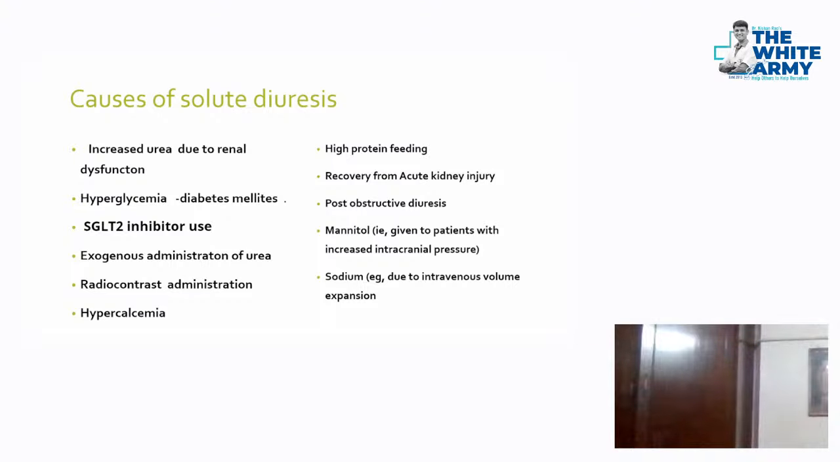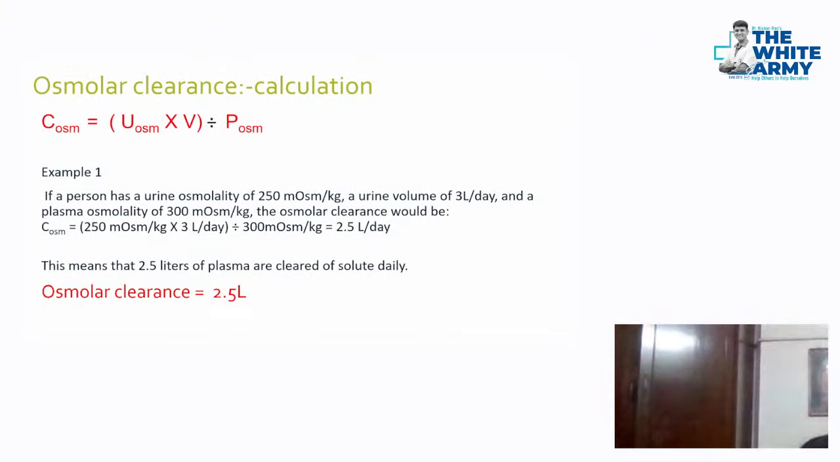If somebody has raised intracranial pressure and you give mannitol, we all know that's an osmotic solute which is not metabolized. It gets excreted, and that can also contribute to high osmolarity. Needless to say, if you use 3% saline or normal sodium chloride in large volumes, it gets excreted in the urine and contributes to a high volume. All these causes are reasons for increased osmolar clearance.